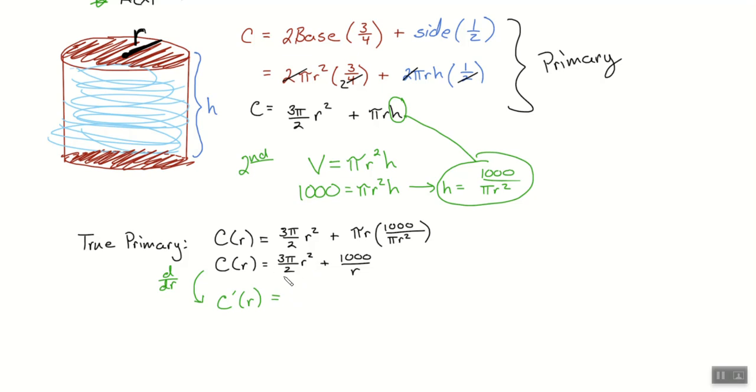When I take out this constant multiple, it's just 3 pi halves. What's the derivative of r squared? 2r. So the 2r and the 2 just fall out. So it's just 3 pi r. That's easy.